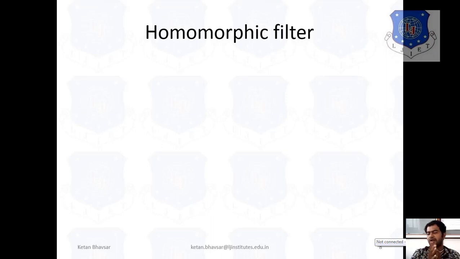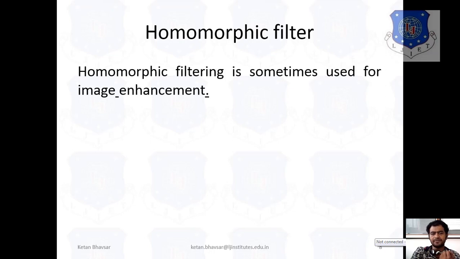Now another filter we have to discuss in this chapter is the homomorphic filter. Now what is a homomorphic filter? That question arises in our mind. The homomorphic filter is sometimes used for image enhancement. It is generally used to remove specific content from an image, and to try to improve the quality of the image.